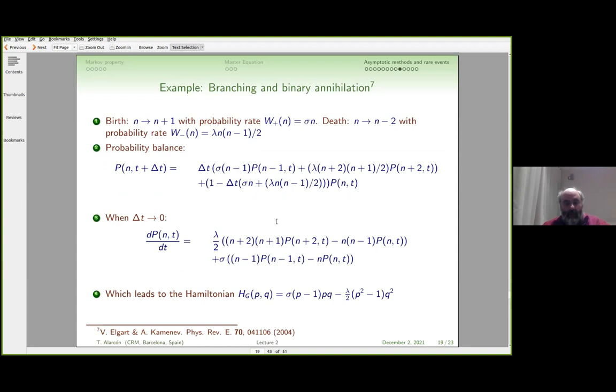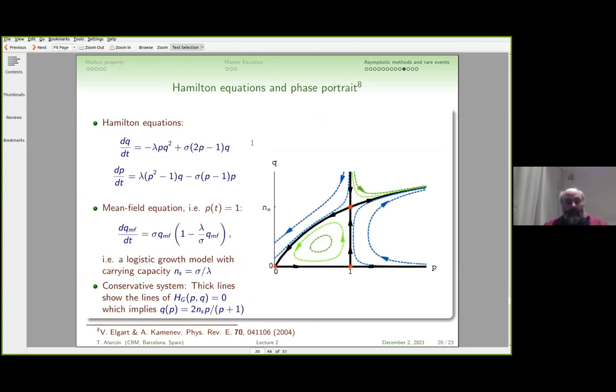Okay, and from this analysis, you can do it from the beginning. You have the probability rates for the birth and death process. You write the probability balance. With that probability balance, you write your master equation. And from the master equation, you can derive the PDE for the generating function. And from that PDE for the generating function, you will get that the Hamiltonian is this one. So this means that the Hamilton equations are given by this, and you can very easily see that this is the corresponding phase space.